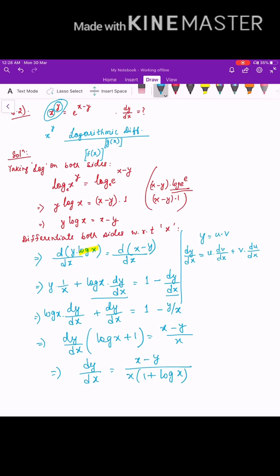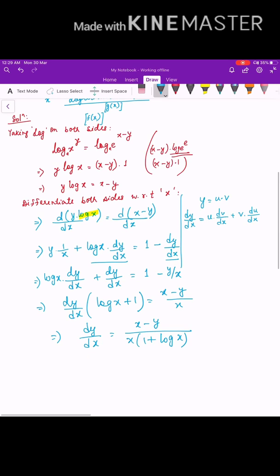Now in the options that were given, there was no mention of y. Everything was in terms of x, right? So it means I have to convert this y into x. Now how am I going to do it? Please take note in the given equation.